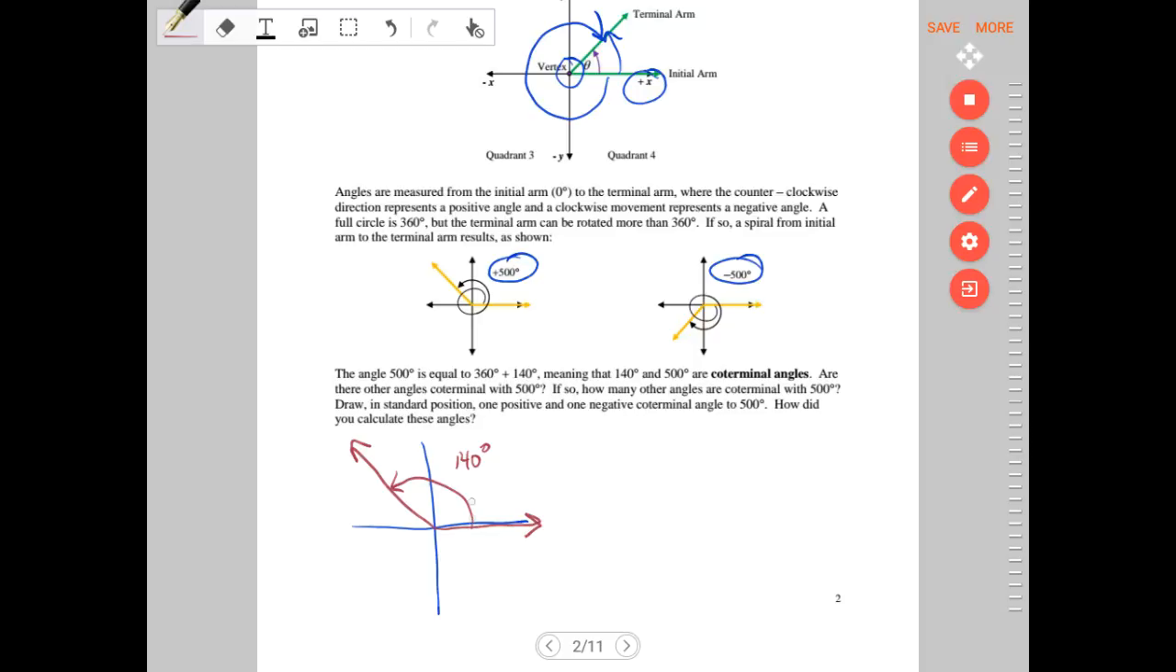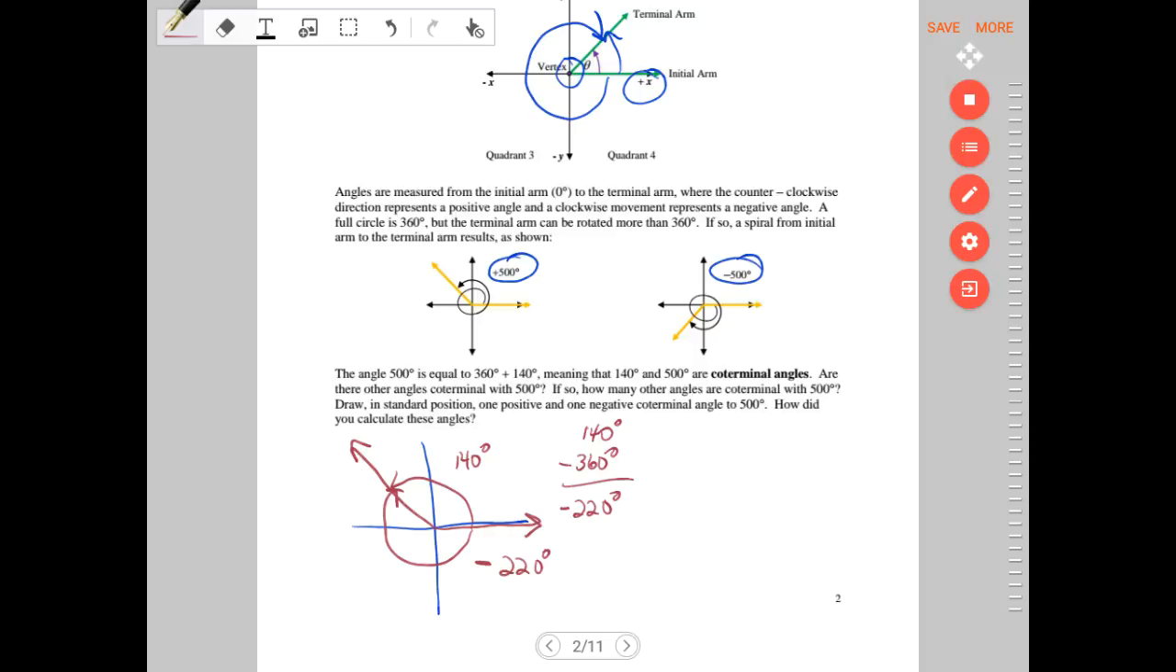If we go clockwise, to make that full circle, I know this angle is going to be negative, but how much does it measure? Well, if a full circle is 360 degrees, then if I take 140 degrees and take away 360 degrees, I would get negative 220 degrees, and that would be coterminal with 500 and coterminal with 140.